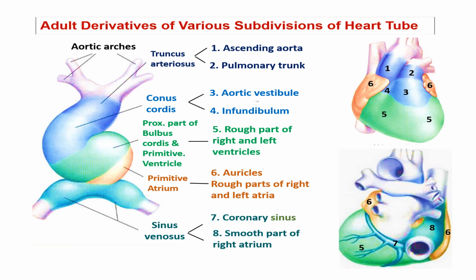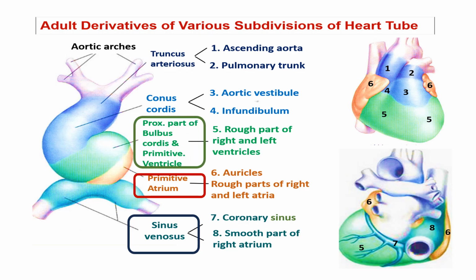So coming to the adult derivatives of various subdivisions of the heart tube: the sinus venosus forms the coronary sinus and the smooth part of the right atrium. The primitive atrial chamber forms the auricles and the roughened part of the right and left atria. The proximal part of the bulbus cordis and primitive ventricle forms the roughened or trabeculated inflow tracts of the ventricles. The conus cordis forms the aortic vestibule and infundibulum, the outflow tracts of the ventricles. The truncus arteriosus forms the ascending aorta and the pulmonary trunk.